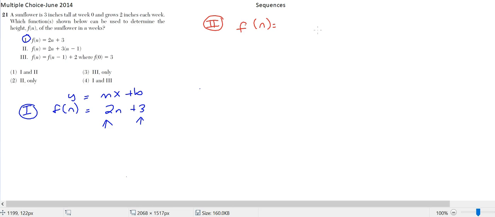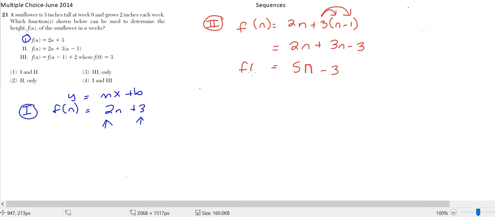F of n is equal to 2n plus 3 times n minus 1. To simplify it, we'll distribute the 3. F of n is equal to 2n plus 3n minus 3. Let's combine like terms. 2n plus 3n is 5n minus 3. Now this is in y is equal to mx plus b form.